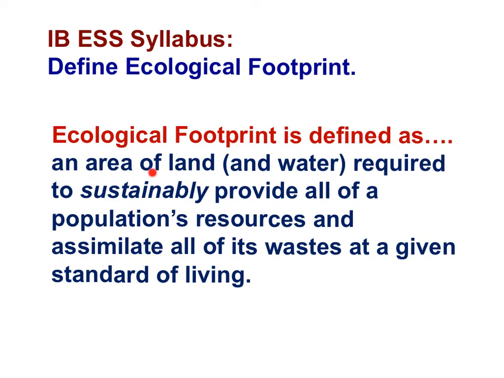It's an area of land that would be required to sustainably provide all of a population's resources and assimilate all of its wastes at a given standard of living. The ecological footprint is a model with all consumption transformed to land area units, and it includes the assimilation of all wastes. But the ecological footprint is always an underestimate of real consumption, because how can we account for water or resources that come from the ocean in land area terms?